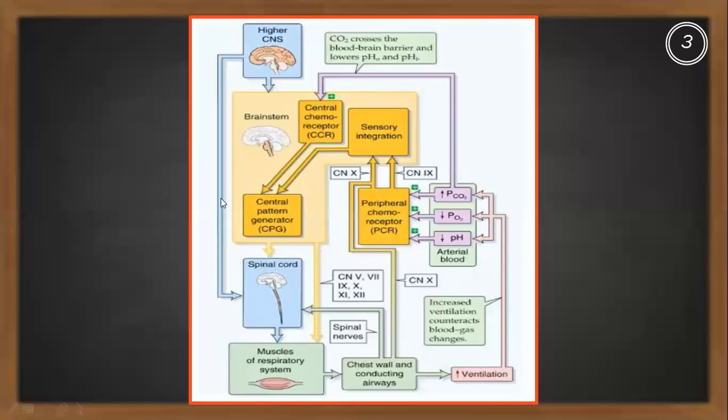So once there is increased rate of impulses sent to the CPG, they will again fire more impulses to the spinal cord and to the muscles of the respiratory system, thereby leading to an increase in ventilation. So this is a normal respiratory control.